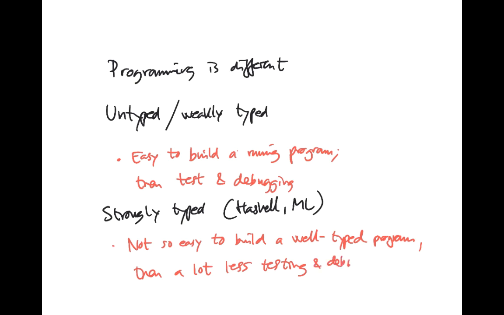So the focus shifts from testing and debugging to making sure that your program is well typed. The programming process is different, but the advantage of this is that well-typed programs can't go wrong. So you get a lot out of this effort that goes into building a well-typed program, because a well-typed program can't go wrong. So that's a very deep reason for wanting to have a very strongly typed functional programming language around.